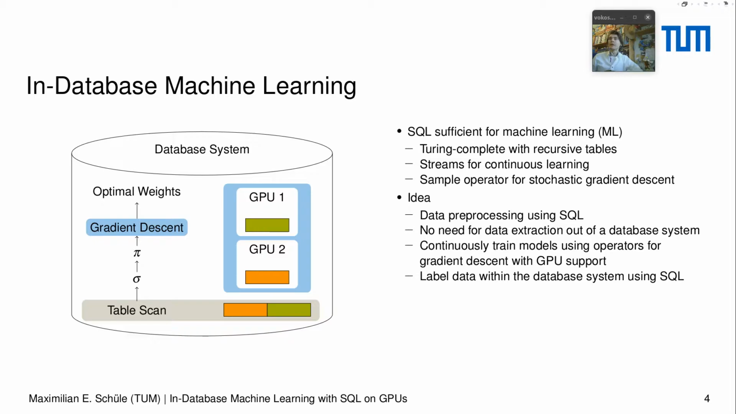So this talk claims that SQL is sufficient for machine learning. SQL is Turing complete with recursive tables. Our SQL in Umbra supports streams for continuous learning, and we have a sample operator for stochastic gradient descent. So our idea is, why not do data pre-processing using SQL? This means no need for data extraction out of a database system. Then we can continuously train a model using operators for gradient descent and maybe add GPU support. Afterwards, we can label data within the database system using SQL.